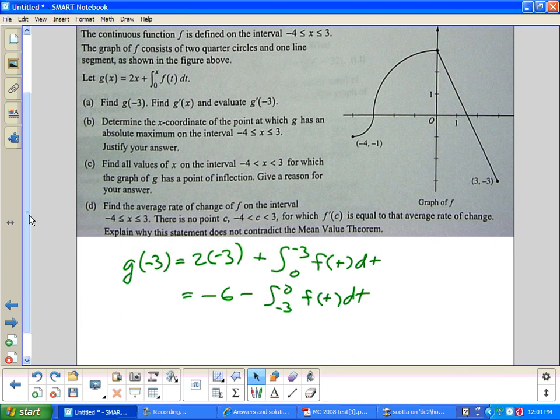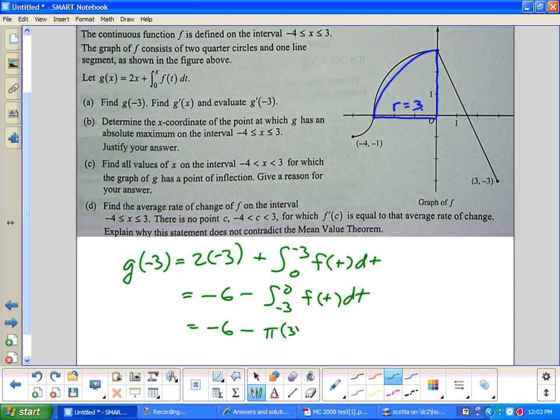Alright? If I go to -3, I'm looking at this. 1, 2, 3, making real sure not to screw up. You guys agree? So the radius is 3. So this is going to be -6 minus pi r squared over 4. So pi times 3 squared over 4. And then it's just a matter of simplifying that.